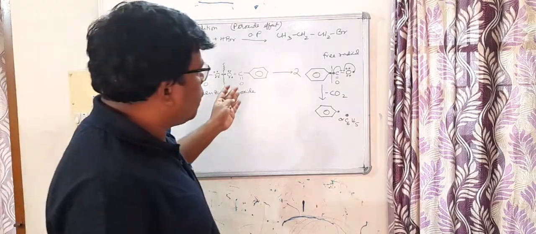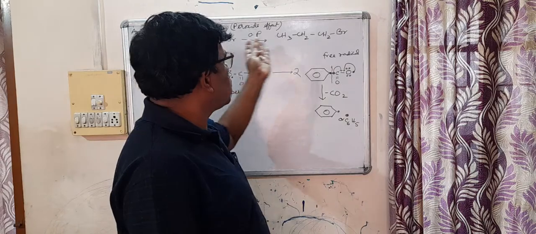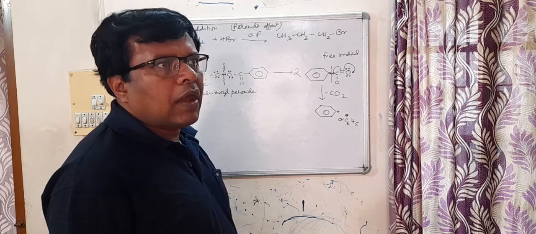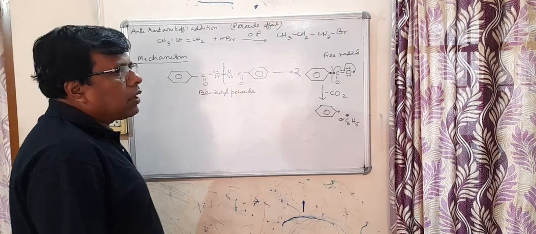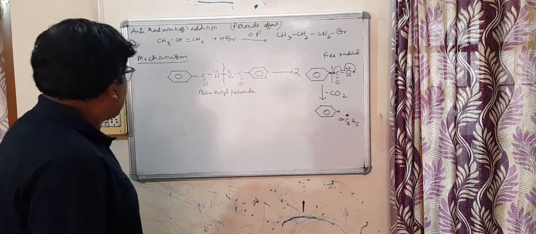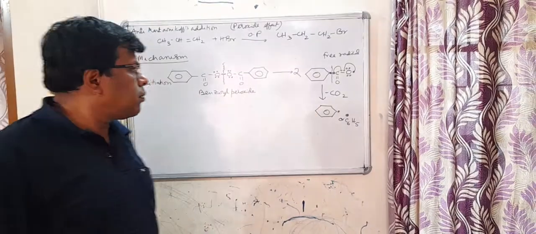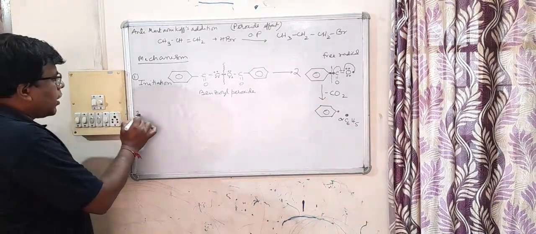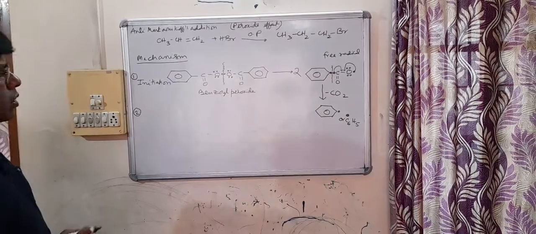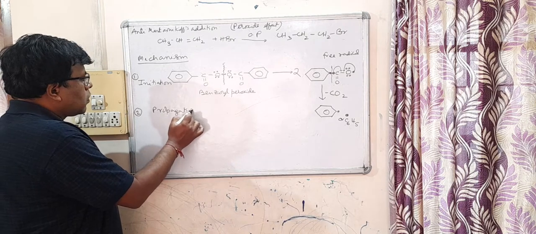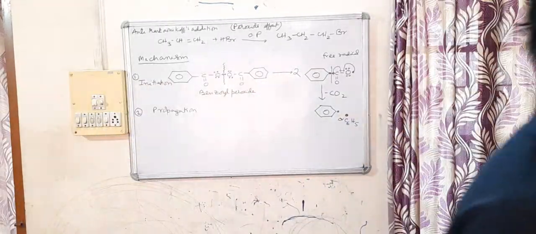So naturally you can make out that this mechanism is a free radical mechanism, and you have studied that in a free radical mechanism there are 3 steps. The first step is initiation. So this is our initiation. And the second step is propagation.